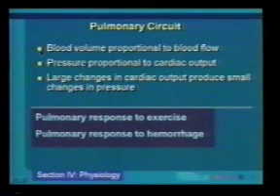Now, another characteristic, which may not be obvious, is that blood volume is proportional to blood flow. Every once in a while, they may test the point that the volume stored in the pulmonary circuit is proportional to cardiac output. So if you increase cardiac output, more blood is stored in the pulmonary circuit. If you decrease cardiac output, less blood will be stored in the pulmonary circuit.